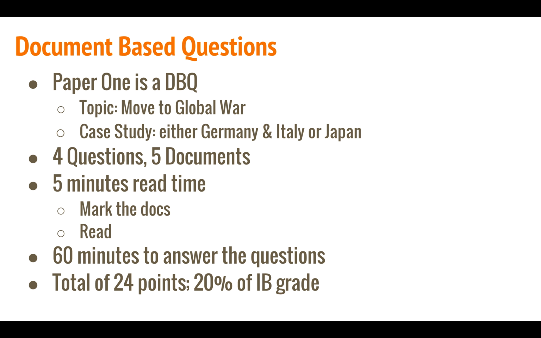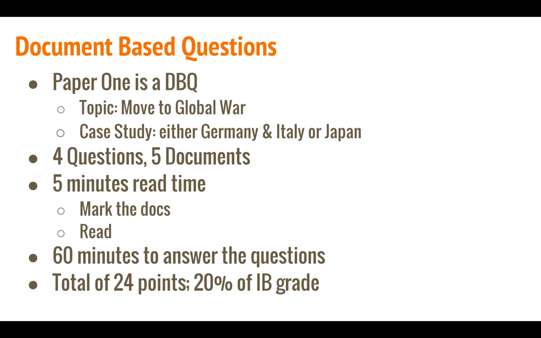We know already that the topic of our paper 1 test is going to be the move to global war. What you don't know is if the case study IB selects is either going to be German and Italian aggression in the interwar years or Japanese aggression in the interwar years. So we're going to be talking about both of those in the upcoming units and practicing looking at DBQ documents and tests in both of those units.